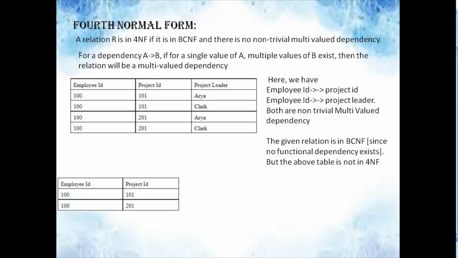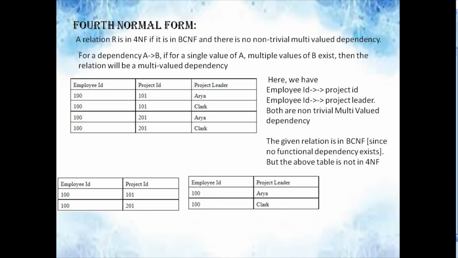Now, employee ID to project ID is a trivial multi-valued dependency, since employee ID union project ID equals employee project, which is in 4NF. Employee ID to project leader is a trivial multi-valued dependency, since employee ID union project leader equals employee project leader.